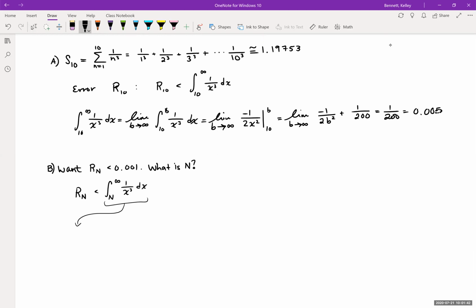So maybe I'll skip the fanfare of all my limits and whatnot. So this equals the limit as b goes to infinity of -1 over 2b squared plus 1 over 2n squared. And so taking the limit of that, I just get 1 over 2n squared, right? So this is my upper bound for my error.